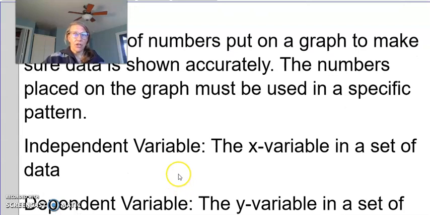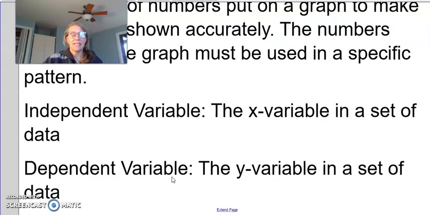An independent variable is the x variable in a set of data. So anything that can kind of stand alone is on the x-axis. Okay, that's an independent variable. A dependent variable changes because of the other variable. It depends on the other one. And that always goes along the y-axis.